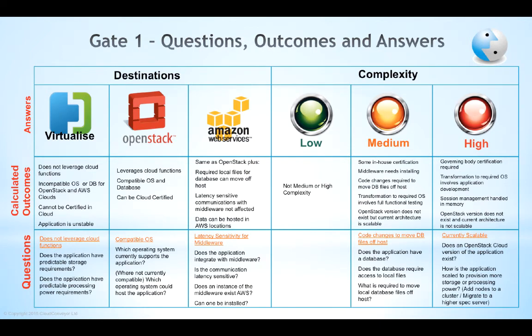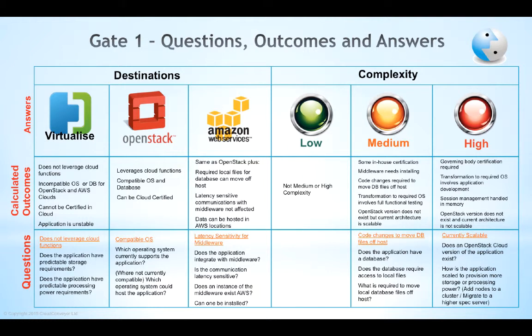For Gate 1, we are using the decision engine to determine if an application should migrate to one of the cloud destinations or just be considered for virtualization. When migrating to cloud, a complexity rating is also calculated. The decision engine is configured with the required answers. Consider virtualization, OpenStack, AWS, low, medium and high complexity. Each answer is related to outcomes calculated by the decision engine.